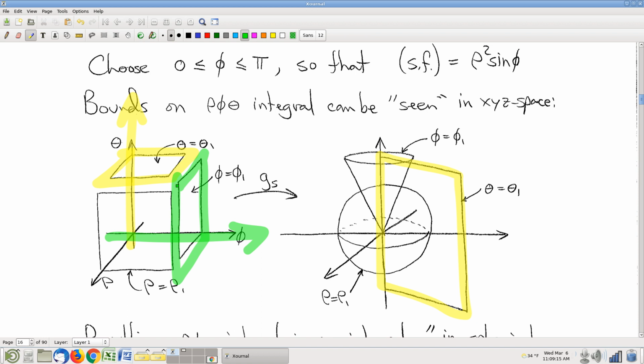Well, in XYZ space, that's a cone. And just think about, in XYZ space, phi is the angle off of the z-axis. And the collection of points whose angle off the z-axis is some fixed value is going to make a cone with its vertex at the origin. Is there going to be another cone underneath it? Nope. Because phi is always between 0 and pi.